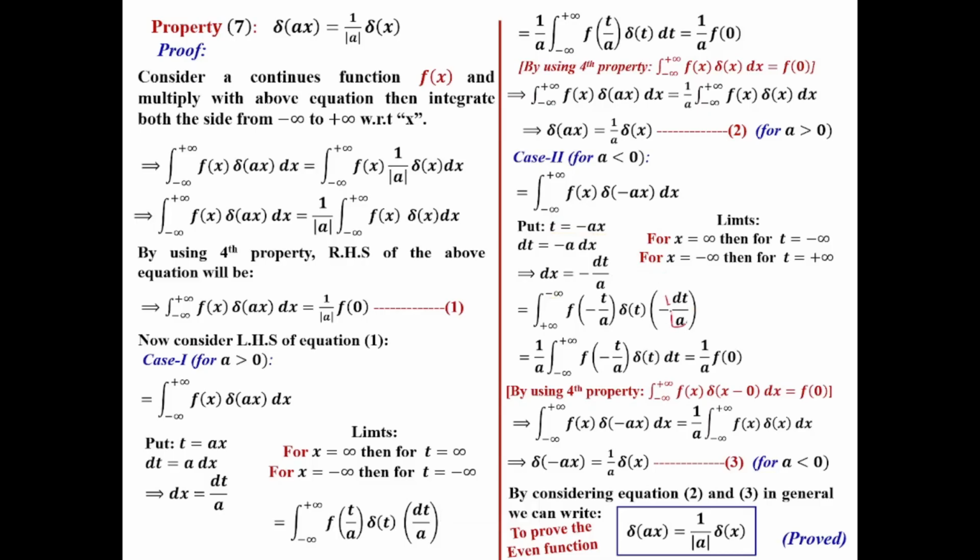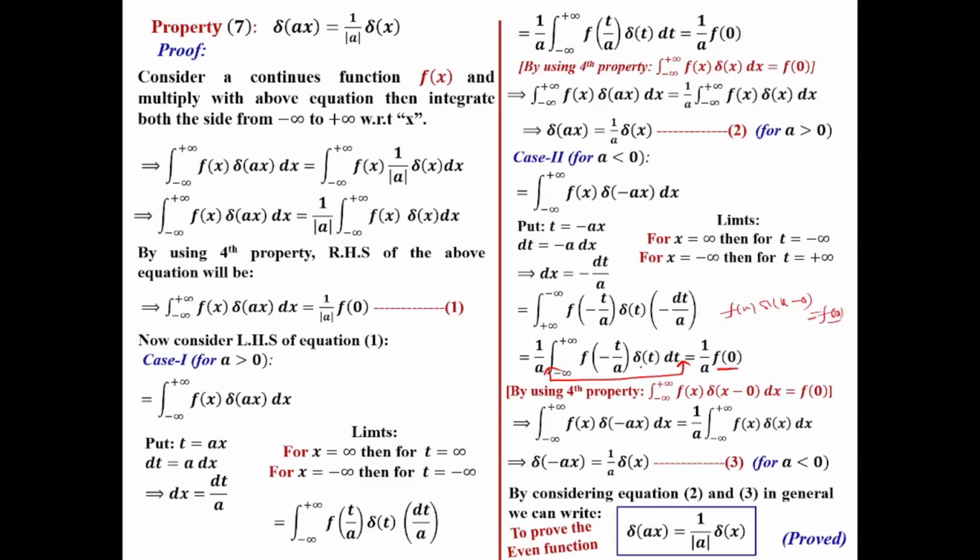1 by a is taken outside of this integration. Now when the minus interacts with the integration limits, the limits will be exchanged. The upper will be lower, and the lower will be upper limit. So the limits will be minus to plus infinity, f of t delta(t) dt, with 1 by a already taken. Here you can see this integration value will be f of 0, because by using the fourth property we know the integral of f(x) delta(x minus 0) dx equals f of 0.